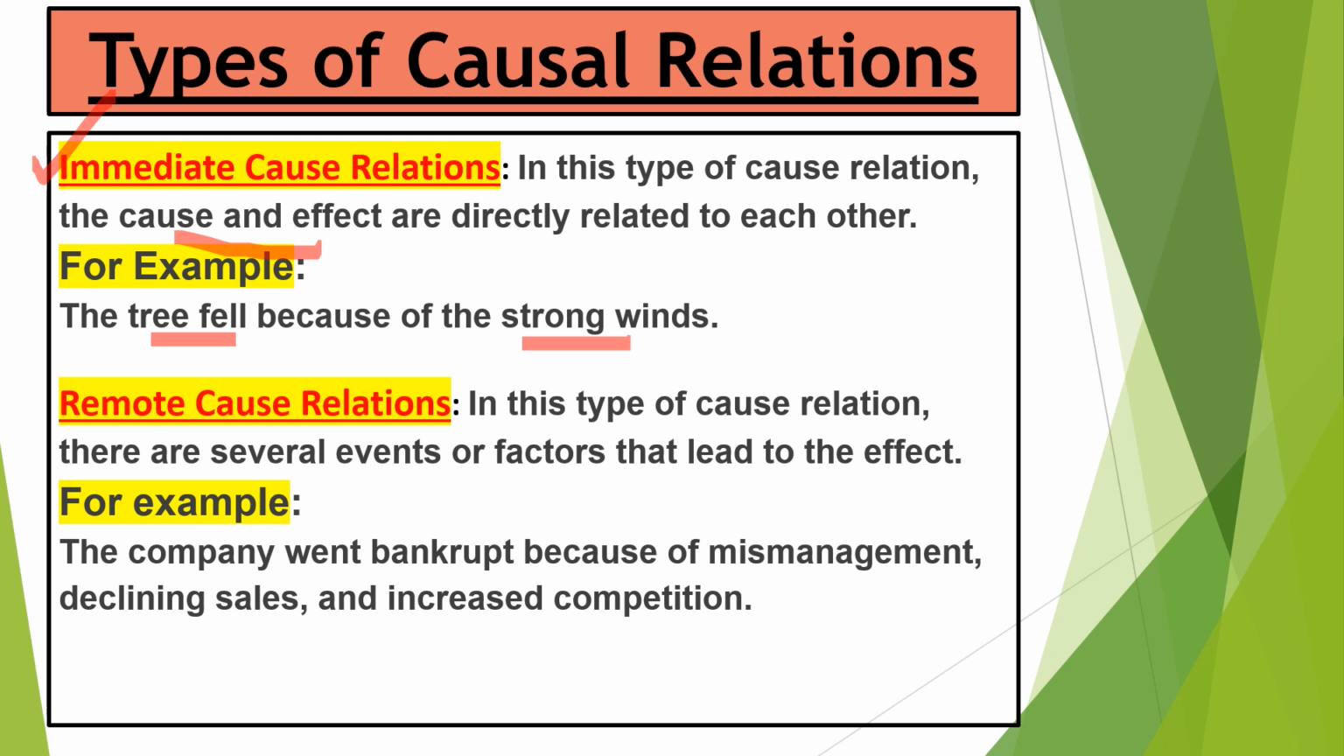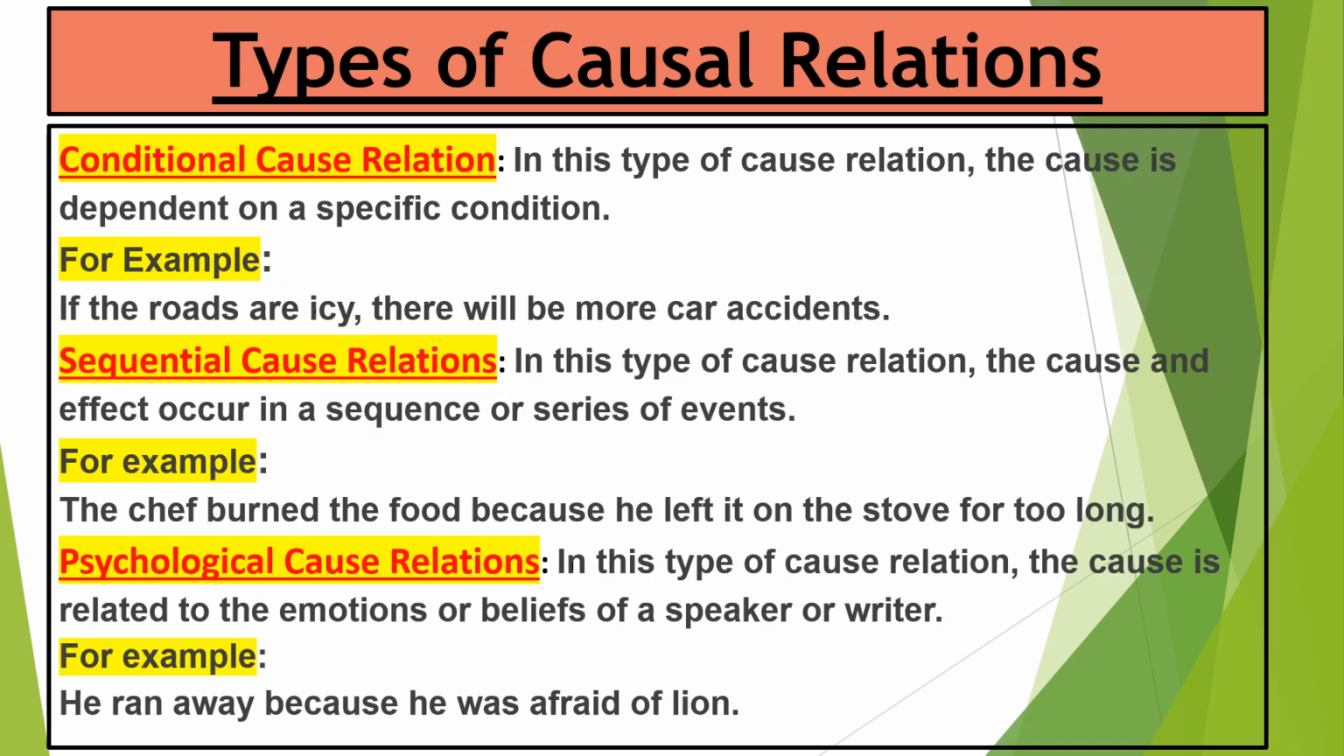Remote causal relations. In this type of causal relation, there are several events, or you could say that there are several factors that have led to the effect. The company went bankrupt. This is an effect. Why? Because of a number of factors: mismanagement, declining sales, and increased competition. In the previous one, we have noticed that there is a direct, one-to-one relationship, but over here there are a number of factors.